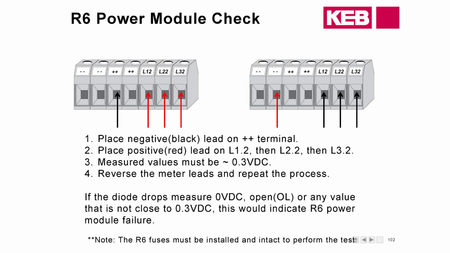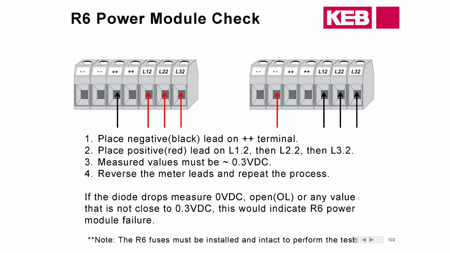A quick note on the R6. The R6 has two internal DC bus fuses, and if the fuses are blown and you do this diode check, you're going to get a false reading. It's going to read open. You need to replace the fuse.